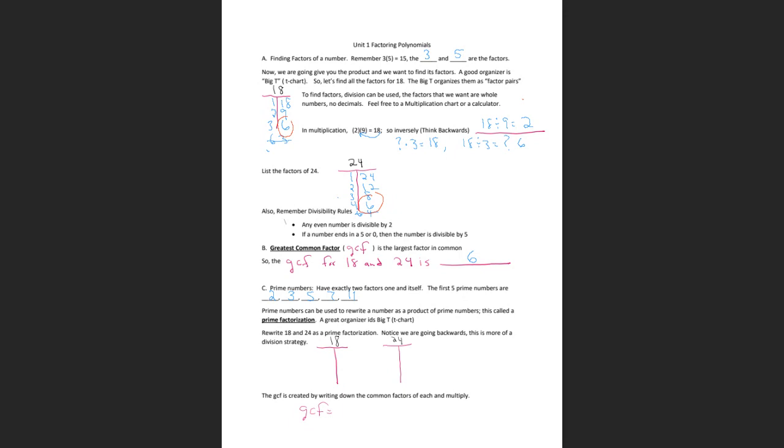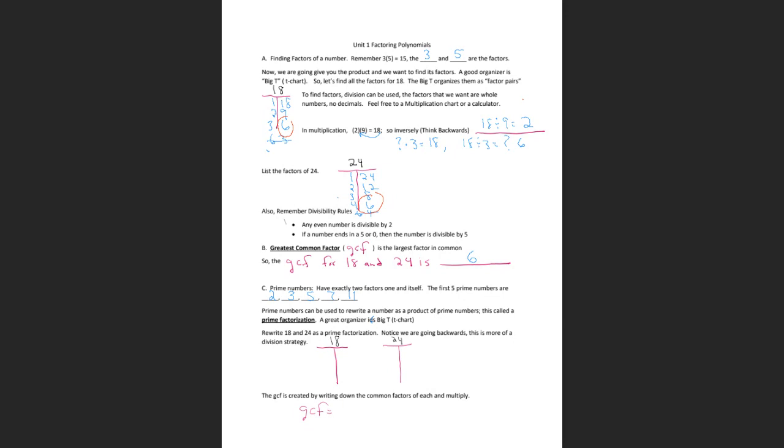So, prime numbers can also be used to rewrite a number as a product of prime numbers. When we do this, this is called a prime factorization. Again, a great organizer is the big T. So keep that in mind. Big T is a great organizer there. Ignore that D there.